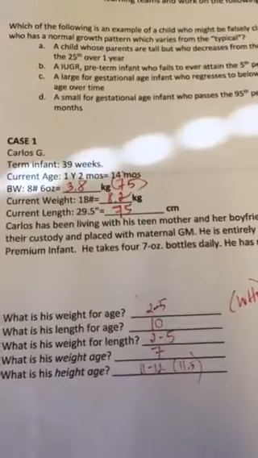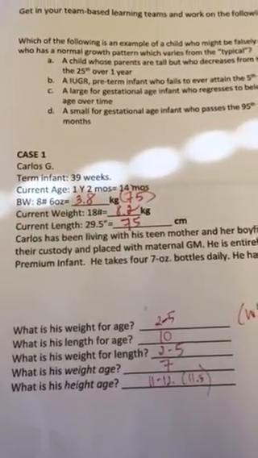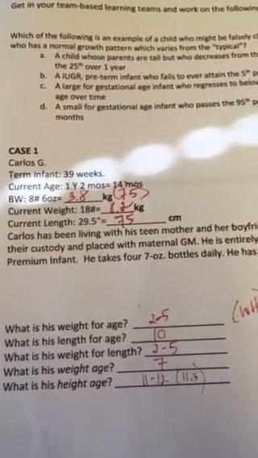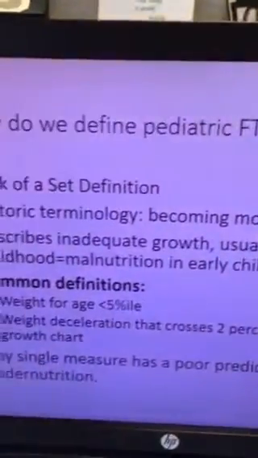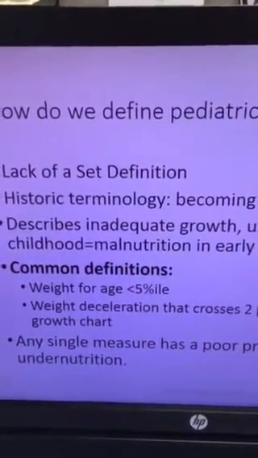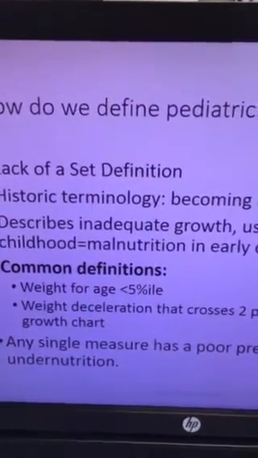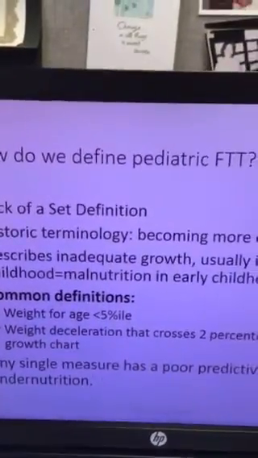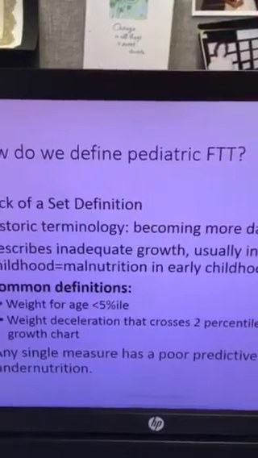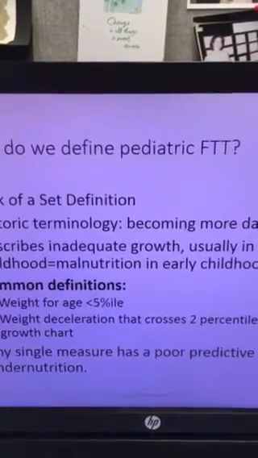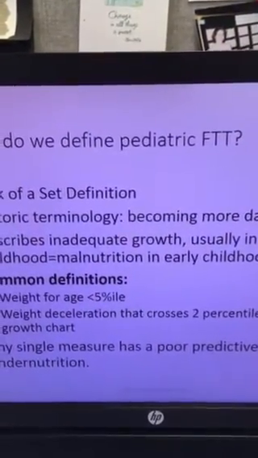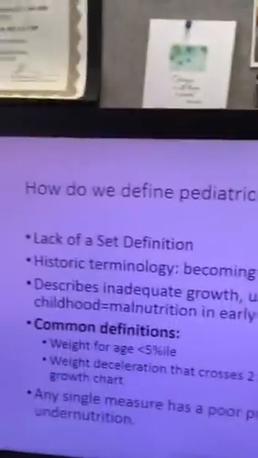That's his weight age. His height makes him the size of about an 11 to 12-month-old. That's his height age. So, if we're looking for failure to thrive, which is kind of this older definition, Carlos meets that definition because he is both low weight for age, less than the 5th, and he's also had weight deceleration that crosses 2 percentiles on the growth chart.